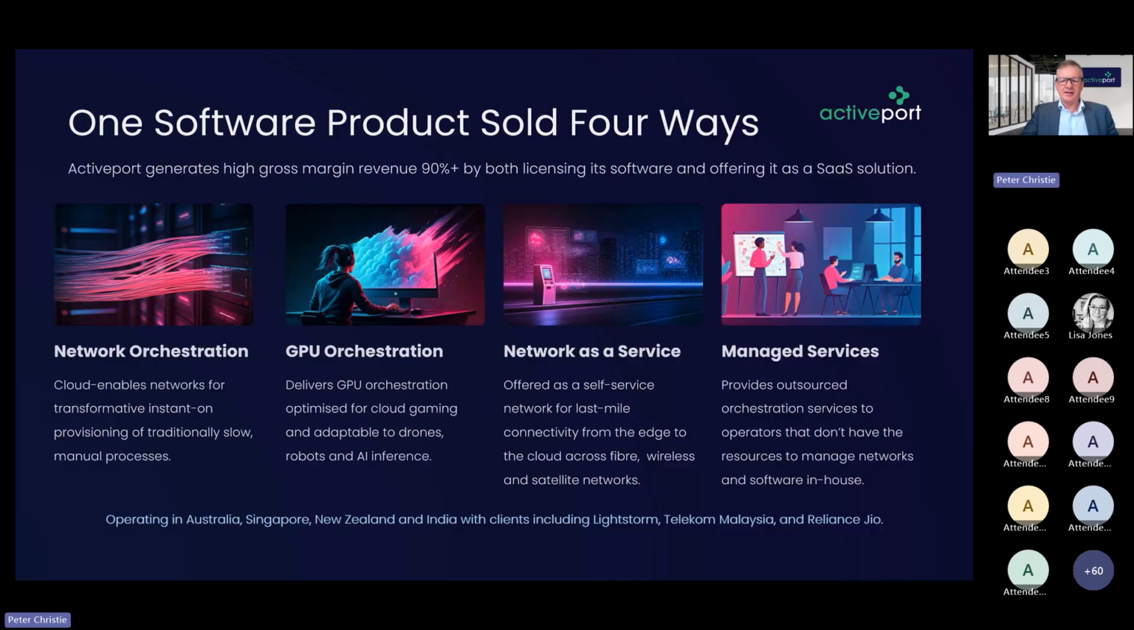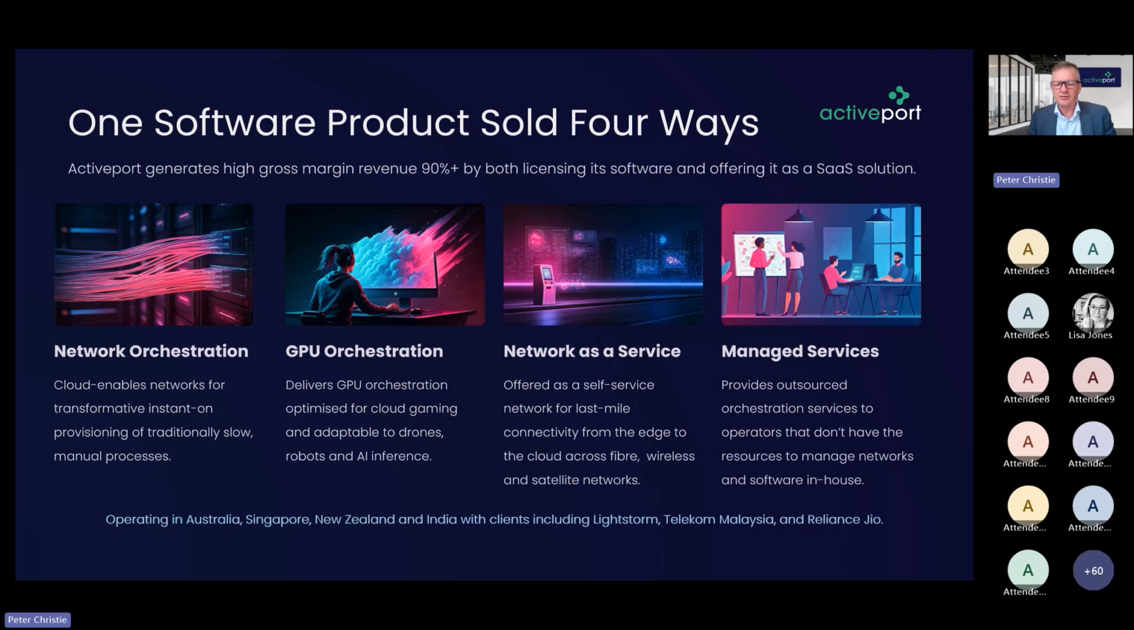And so when we take our software to market, we have one software product and we sell it 4 different ways. On the left-hand side here, we talk about network orchestration, where we're cloud enabling networks for telcos and data centers. The second column across, GPU orchestration, we take a subset of our product and we use it to orchestrate GPUs. And then recently in May, June, we launched our network as a service product. So it's our same software, but we're using it ourselves internally to deliver a network as a service solution in Australia. And then the final column on the right-hand side is managed services.